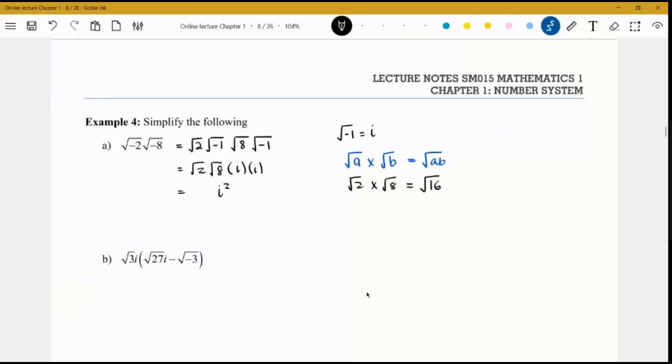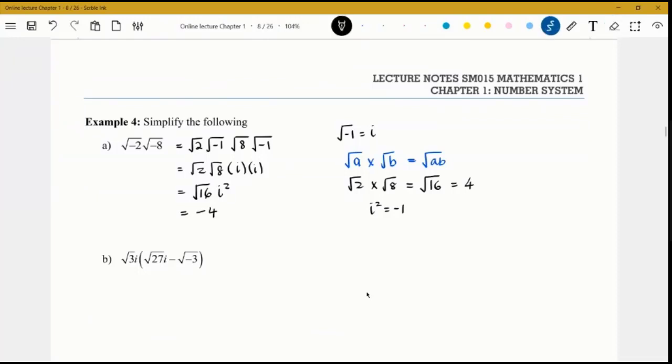Okay, square root 16, can we simplify it? Can we make it smaller? Yes. It is 4. So we end up with positive 4. We have 4, and i squared, we know it is -1. So here we are going to have -4.